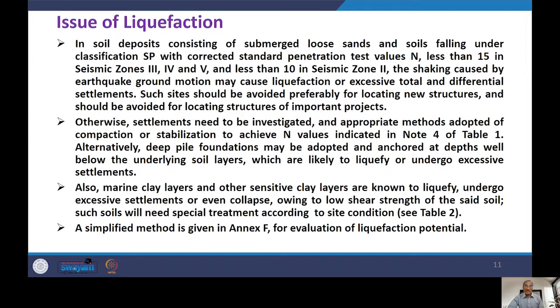Also, marine clay layers and other sensitive clay layers, which are known to liquefy, undergo excessive settlement or even collapse owing to low shear strength of the soil, will need special treatment according to site conditions, and for that we need to see table 2. Another issue: a simplified method is given in another annex for evaluation of liquefaction potential before you design the foundation. So let's see what is given in table 2.